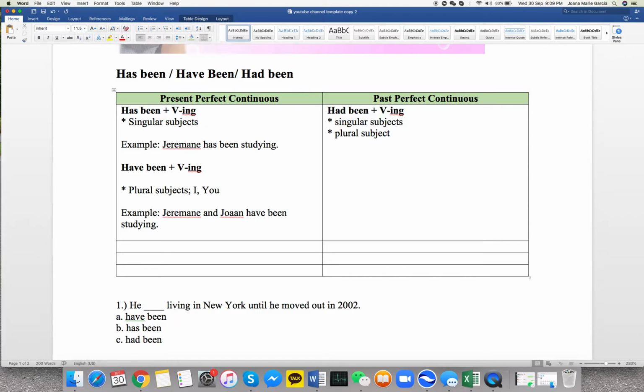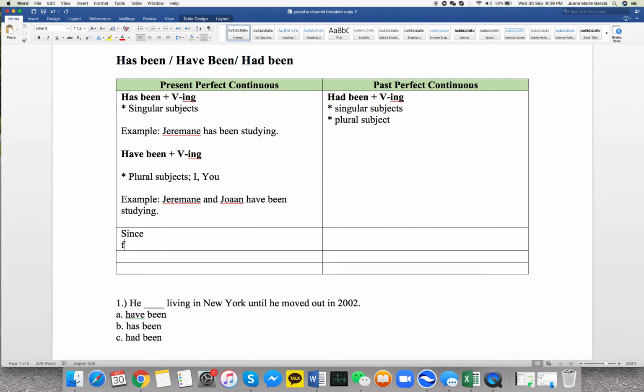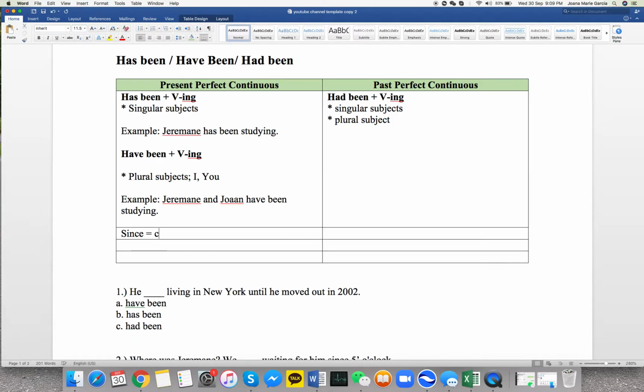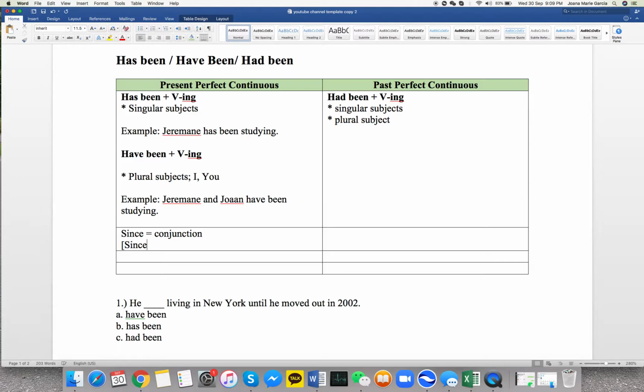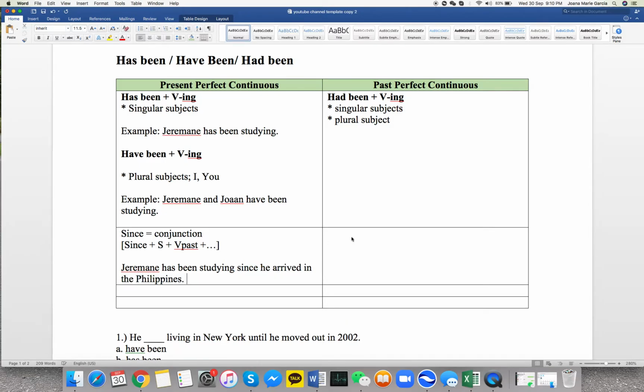We're going to focus on the uses later on. Now, for the present perfect continuous, we have to remember this: since and for can be used with the present perfect continuous tense. Let's study since first. Since can be a conjunction. As a conjunction, the pattern is since plus subject plus verb plus the rest of the sentence, and of course, the verb here is in the simple past. Let's have an example sentence: Jermaine has been studying since he arrived in the Philippines. There's a subject, he, inside the clause, and arrived is the verb in the simple past tense.